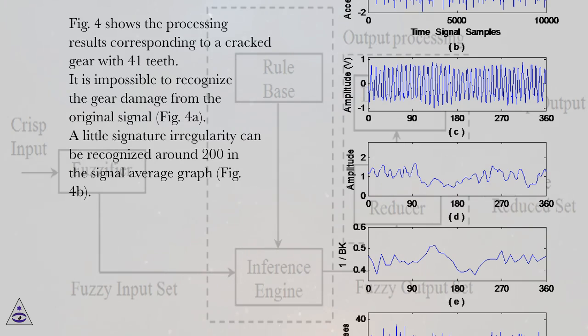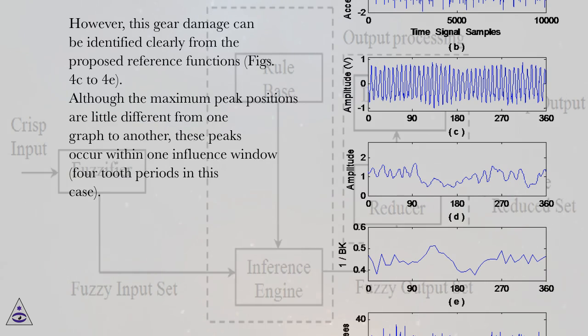Figure 4 shows the processing results corresponding to a cracked gear with 41 teeth. It is impossible to recognize the gear damage from the original signal, Figure 4a. A little signature irregularity can be recognized around 200 in the signal average graph, Figure 4b. However, this gear damage can be identified clearly from the proposed reference functions, Figures 4c to 4e.